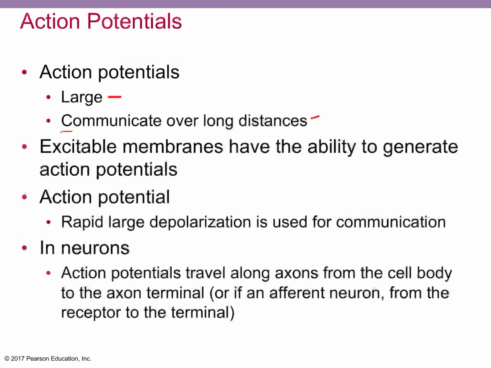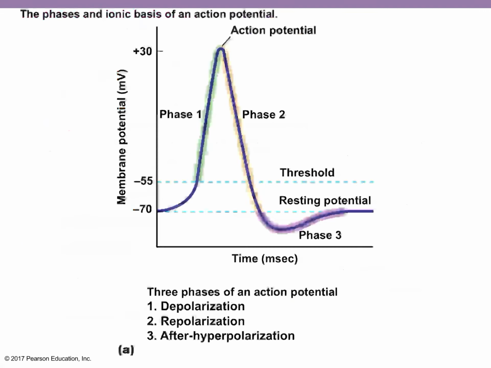Neurons have excitable membranes, and they have the ability to generate action potentials. So it's all about the depolarization again. Action potentials require large depolarization and are very rapid events used for this communication. And action potentials travel along the axons, right? They travel away from the cell body on the axon towards the axon terminal. If it is a sensory neuron, then the action potentials are going to come from the receptor to the terminal. The receptor one, don't worry about that. We'll talk about that in the senses unit.